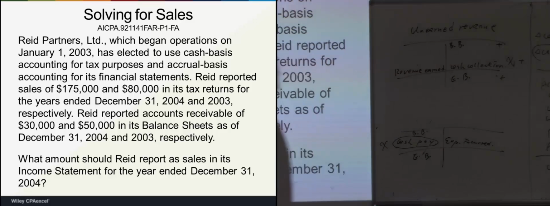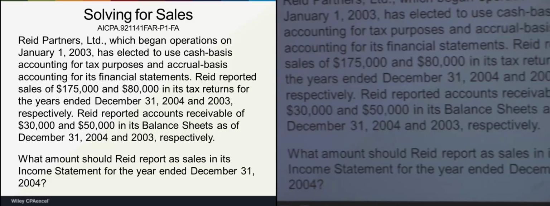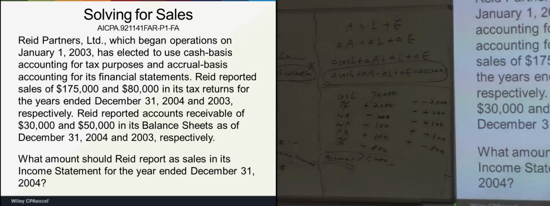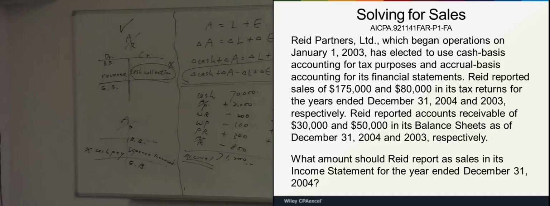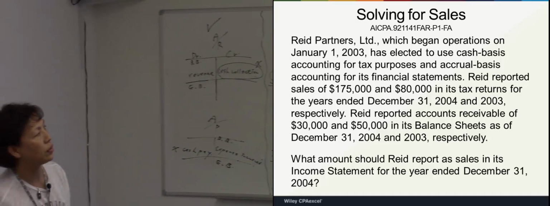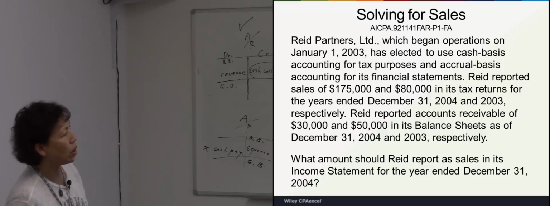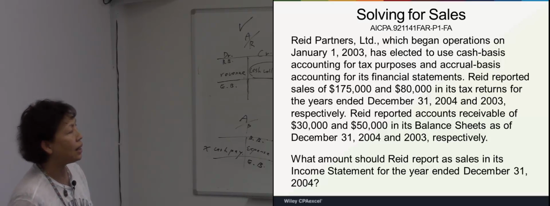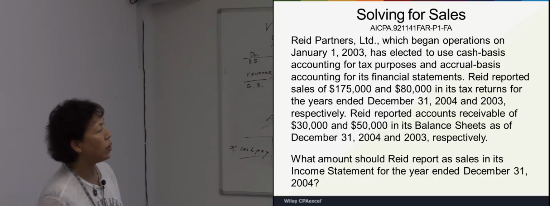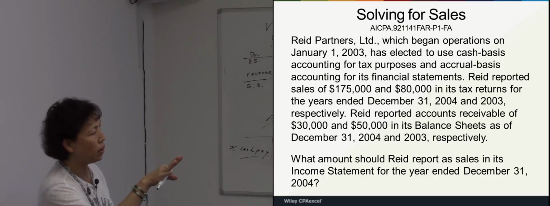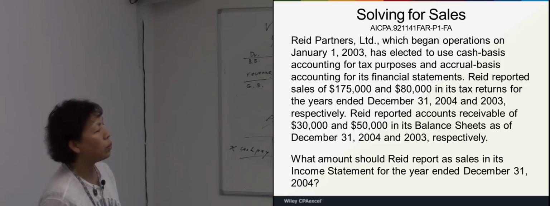Ray Partners Ltd., which began operations on January 1st, 2003, has elected to use cash basis accounting for tax purposes and accrual basis accounting for financial statements. Ray reported sales of $175,000 and $80,000 in tax return for the years ended December 31st, 2004 and 2003. Ray reported accounts receivable of $30,000 and $50,000 in balance sheet as of the same two years, 2004 and 2003. What amount should Ray report as sales in his income statement for the year ended December 31st, 2004?